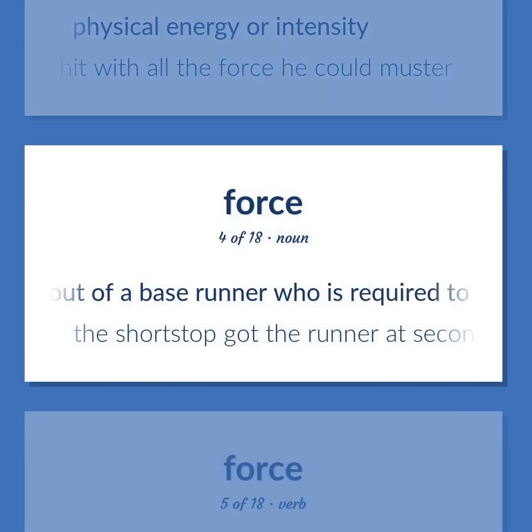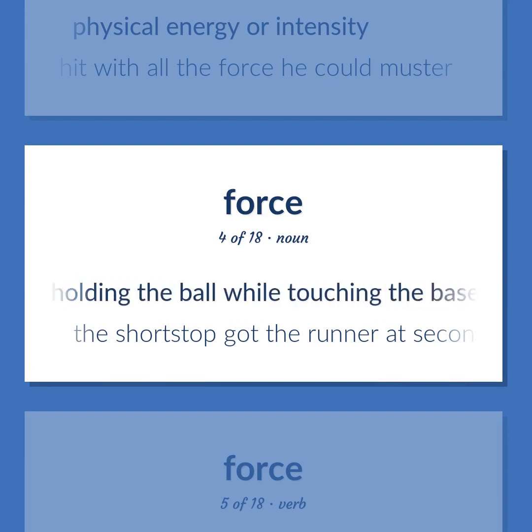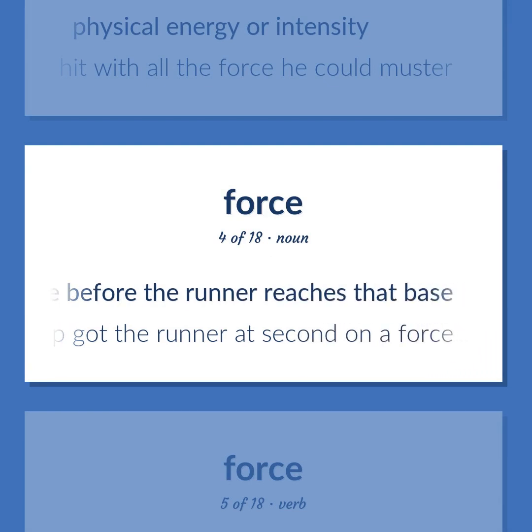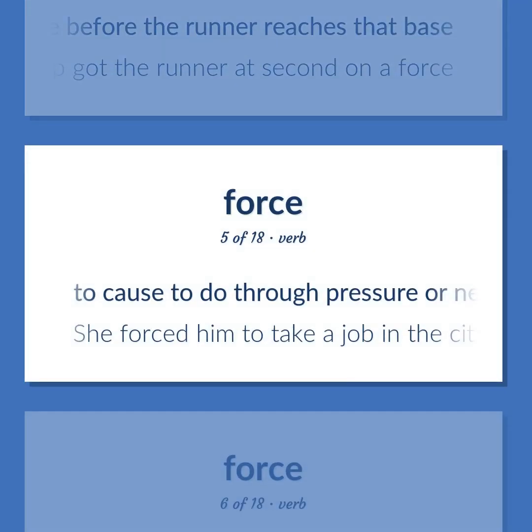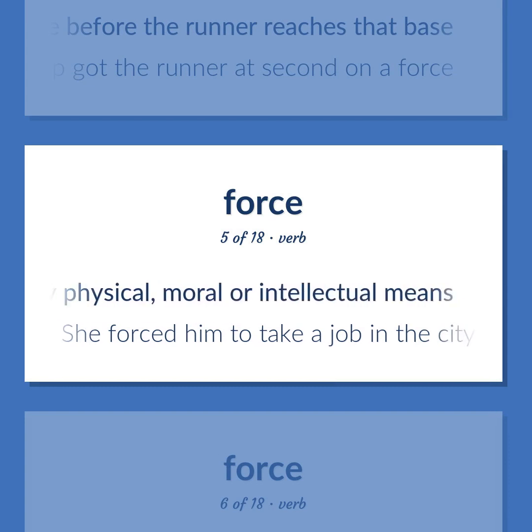A put-out of a base runner who is required to run. The put-out is accomplished by holding the ball while touching the base to which the runner must advance before the runner reaches that base. The shortstop got the runner at second on a force. To cause to do through pressure or necessity, by physical, moral or intellectual means. She forced him to take a job in the city.